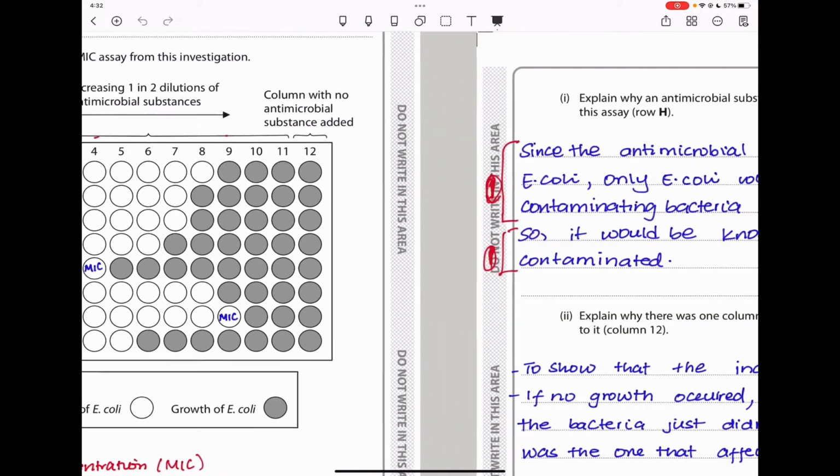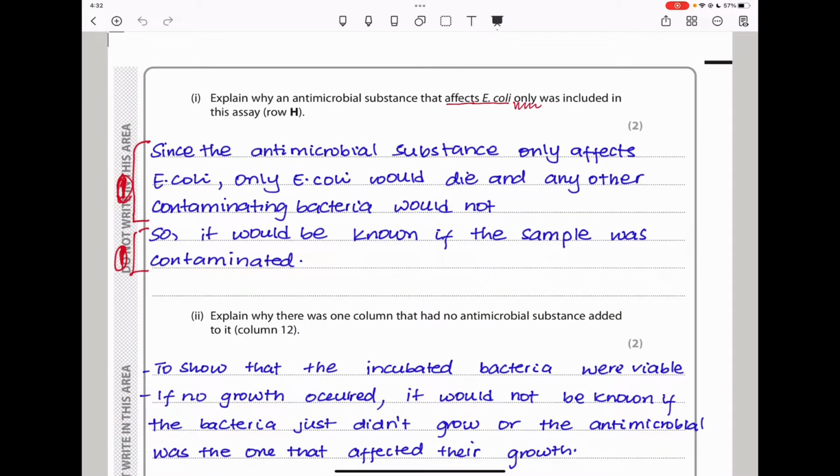So I'm going to write this. The reason as to why we use an antimicrobial agent that affects E. coli only is because we want to ensure that, since the substance only affects E. coli, only E. coli will die and any other present microorganisms will not die. So we'll be able to know if there was a contamination or not. So here, E. coli would die, and all the other contaminating bacteria would not, so we will be able to see those. So it would be known if the sample was contaminated or not.